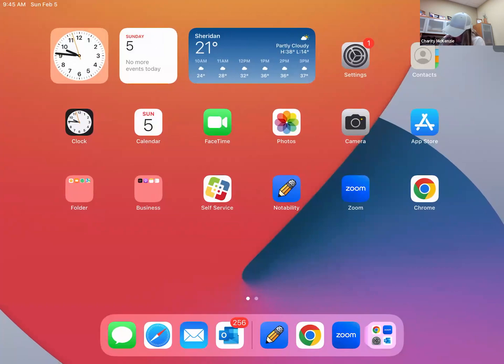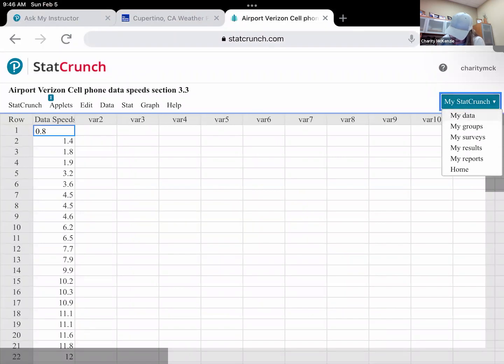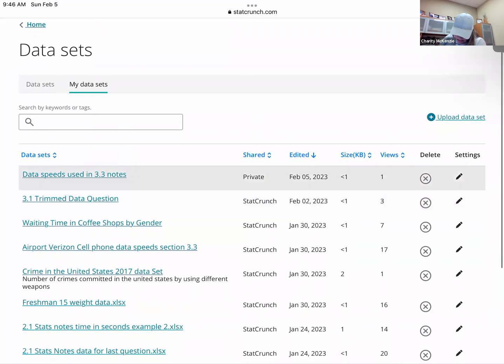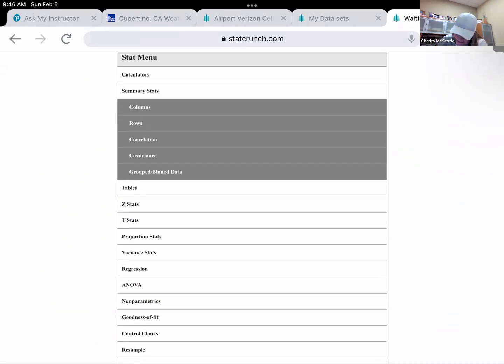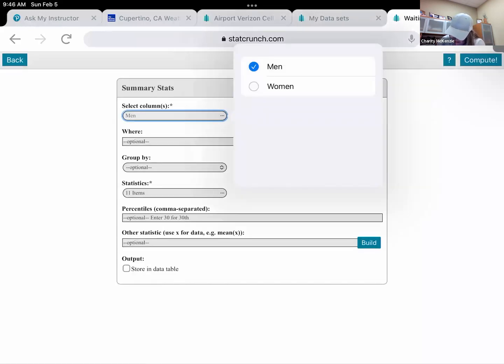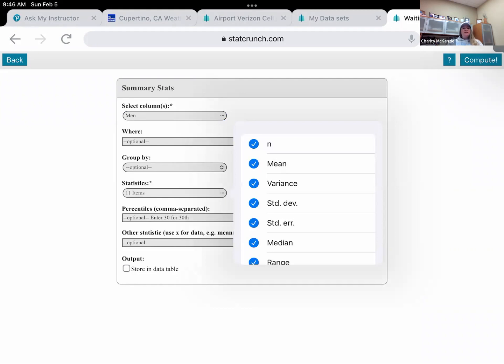Okay, so I'm in my Statcrunch. I'm going to go over here to my data, and I'm assuming data speeds, trimmed data question, coffee by gender. I don't know if we could do coffee men and women. Sure. Here we go. This is coffee times by men and women. Let's go ahead and make our 5-number summary. So we're going to go to summary stats, and we're going to go to the column, and we're going to tell it men or women. We could do men first. And then the items that we pick, it comes a little different, right?